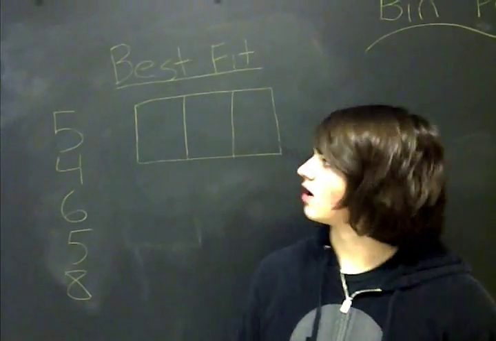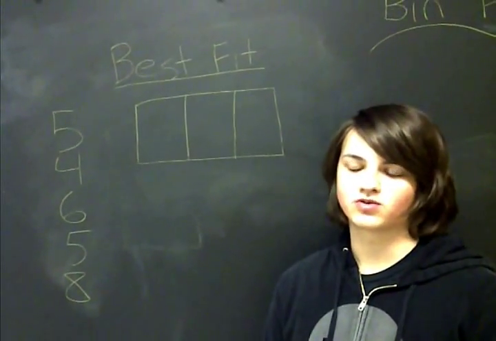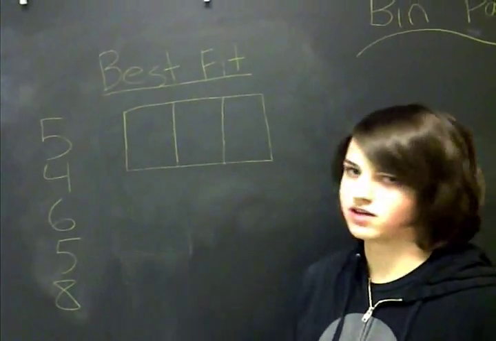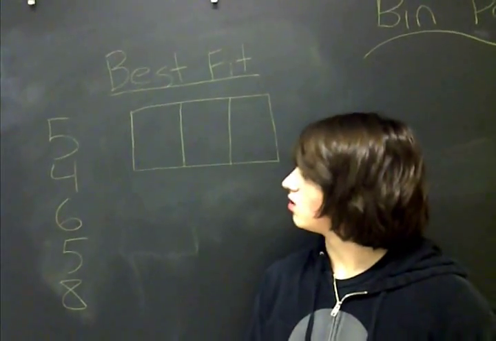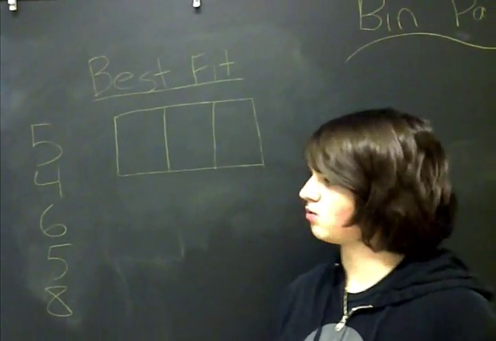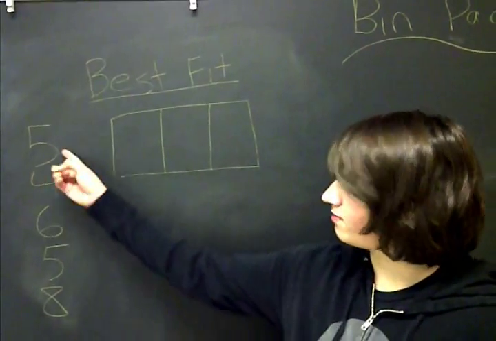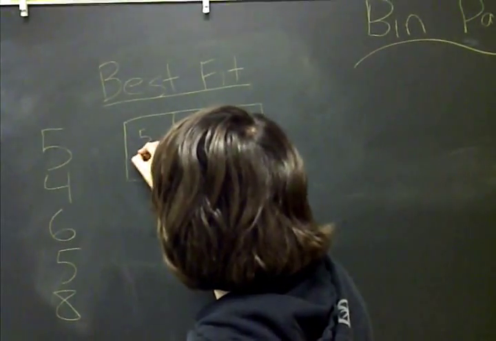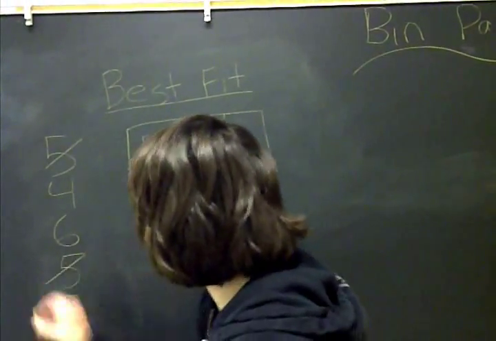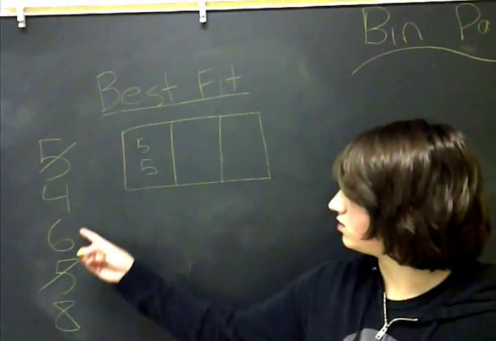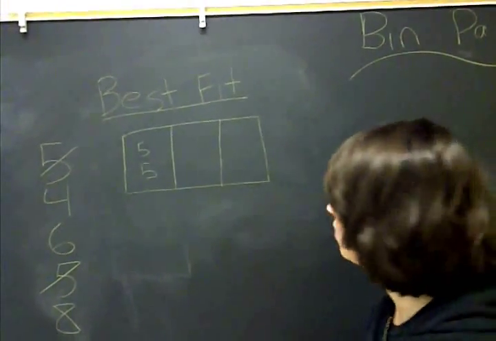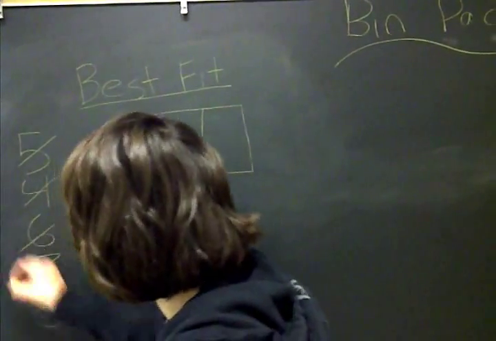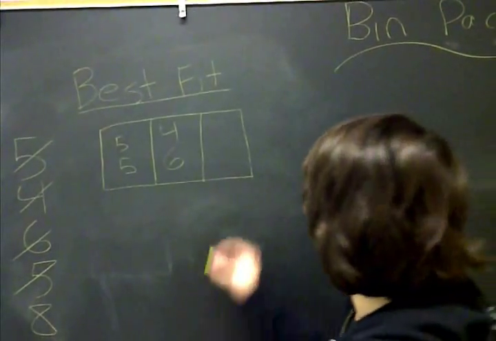All right, the next one is best fit. And for this one, the order doesn't matter. You want to take your numbers, and in our example, we're going to have 10 per bin. And you want to group them so they equal 10. Right off the bat, 5 and 5 equals 10, so we'll put 5 and 5 in the same bin. Just cross them off. Next, 4 and 6 will also equal 10. So we've got 4 and 6. And then all we have left is 8, and that can just go in the last bin.